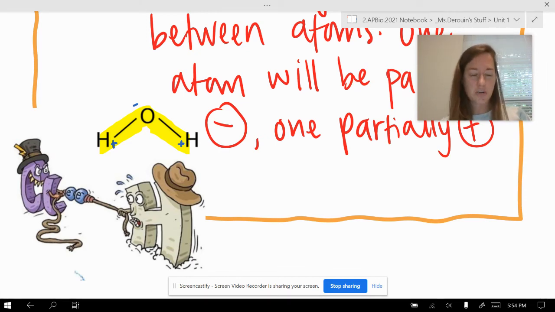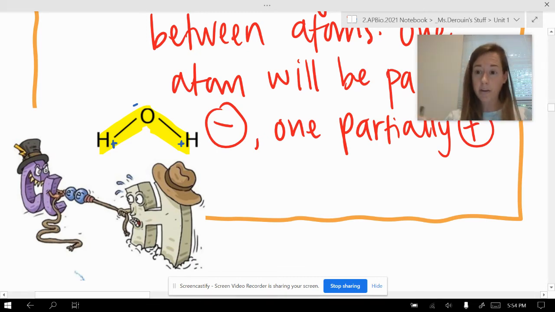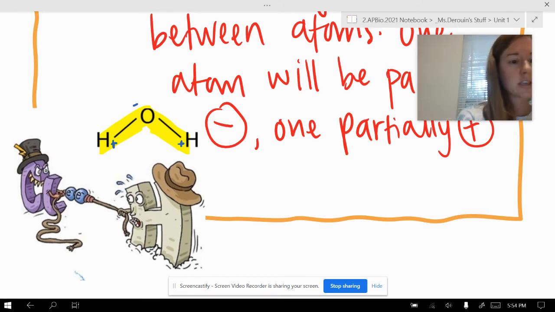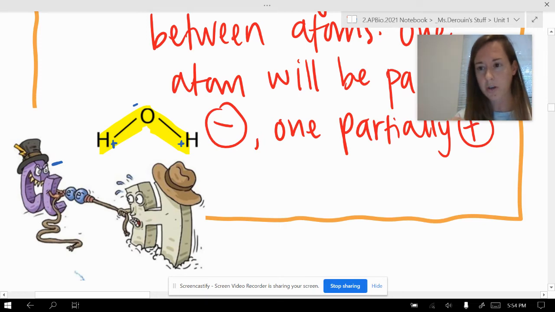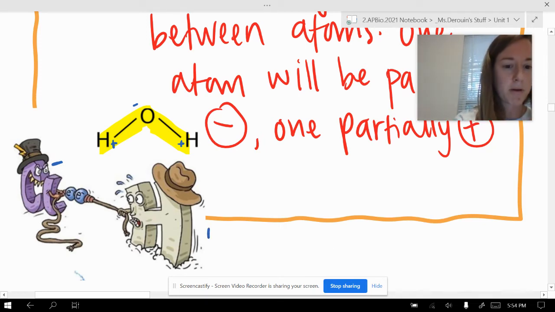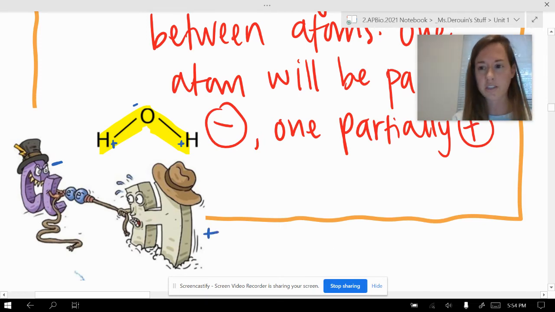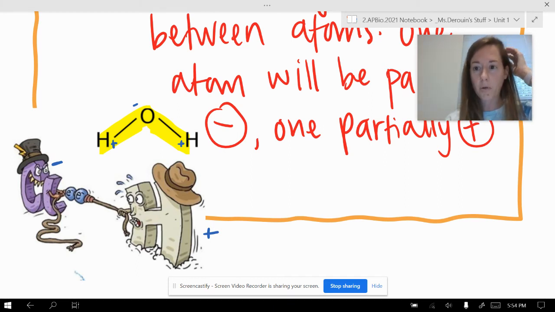There's also this cartoon example of hydrogen and chlorine. Just as a nice visual, if you are more of a visual person, the chlorine, because of its electronegativity, is pulling really hard on those electrons. And so it's more negative because the electrons are closer to it. And the hydrogen is more positive because the electrons are further away. So that's your polar covalent bond.